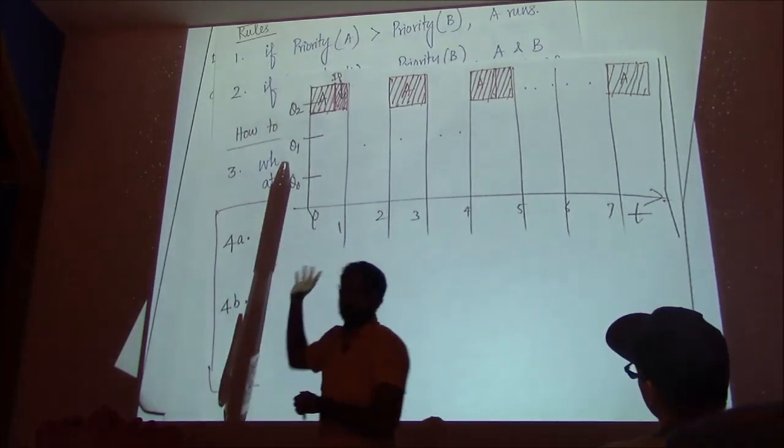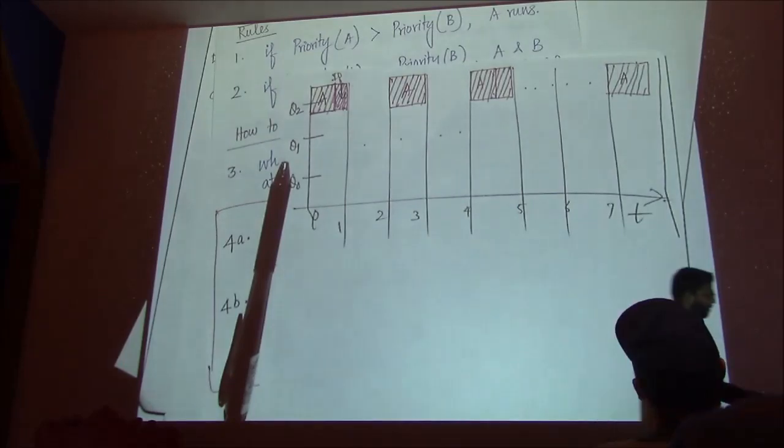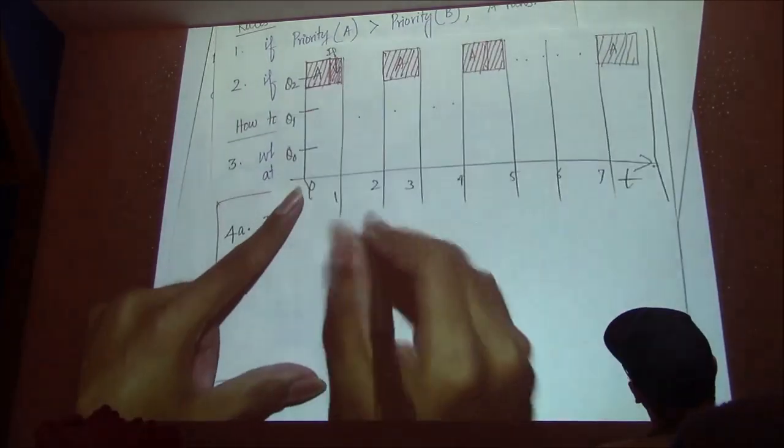So this particular problem with the multi-level feedback queue is called gaming the scheduler.